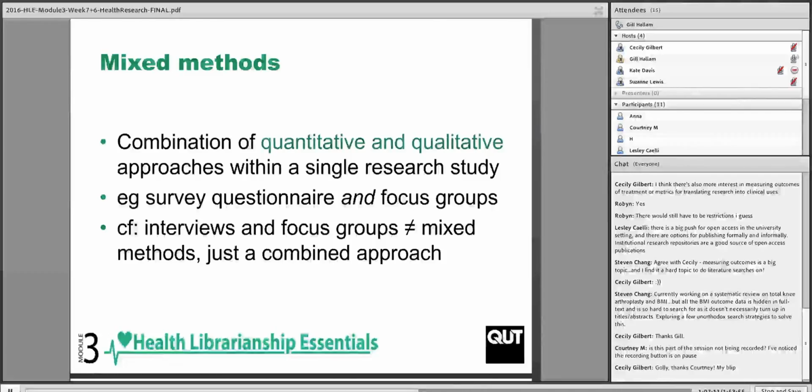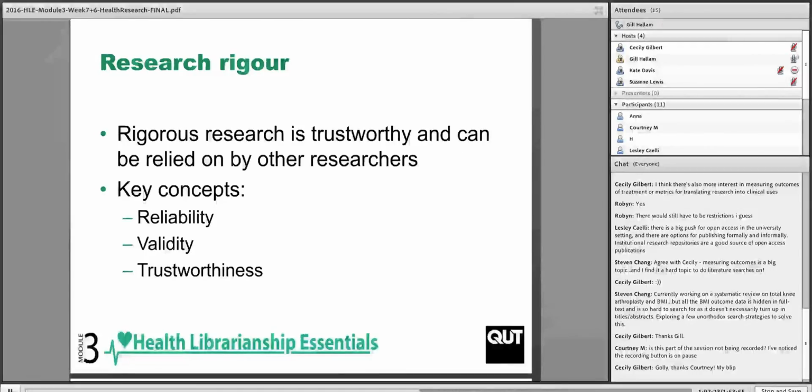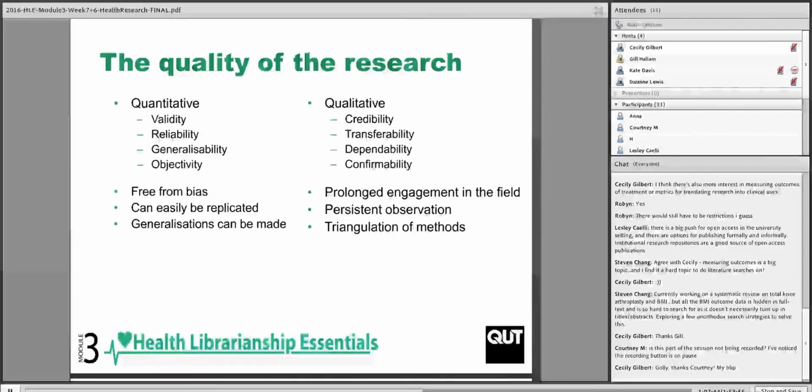Interviews and focus groups combined don't actually equate to mixed methods because they're both qualitative. So you need to be able to understand the source of the research from there. Another important term to be aware of is research rigor. Rigorous research is trustworthy and can be relied on by other researchers. The key concepts there are reliability, validity, and trustworthiness of the research that's been undertaken.